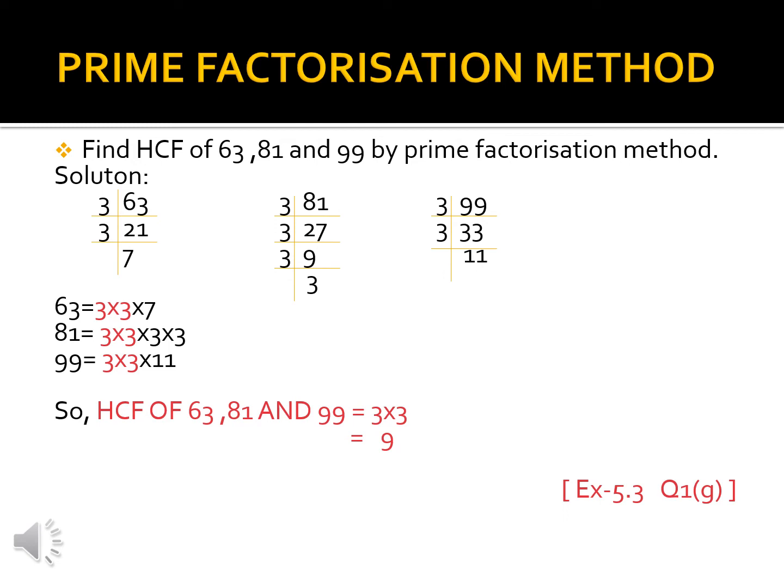Now let us see which factors are common in all three. I see 3 common once, then again 3 common a second time, so I marked both with the red color. Out of one group, we are going to write only one 3. Out of the second group, we will write the second 3, right? So the HCF of 63, 81 and 99 is equal to 3 multiplied by 3, that is 9. So we just leave the non-common factors in finding the HCF. Finding HCF by prime factorization is again easy, but you have to be careful about only the prime factors.